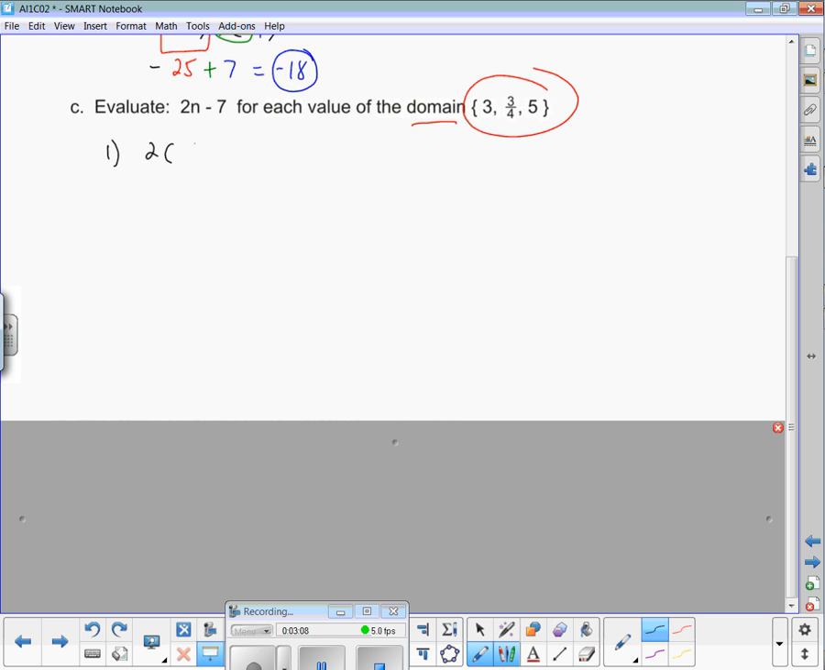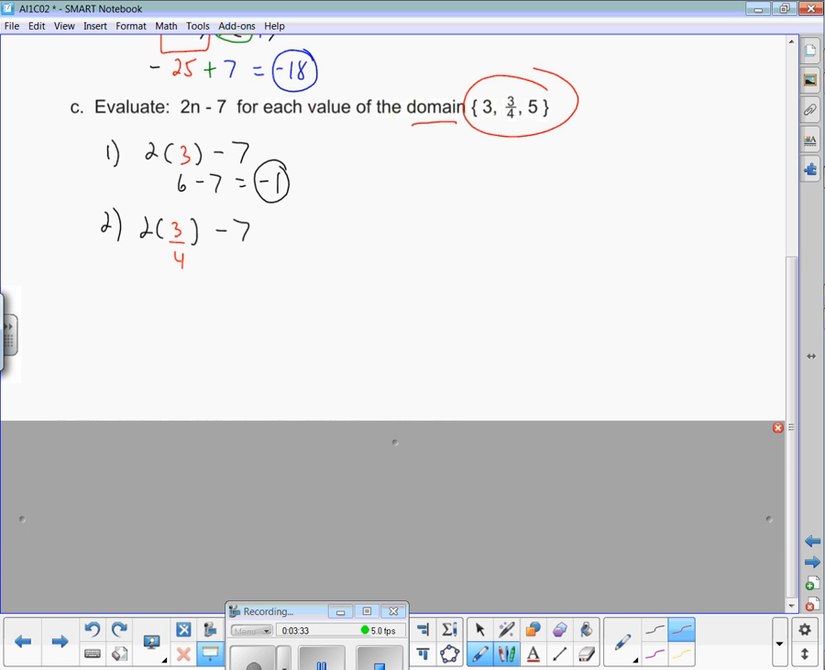So the first time where the n is, so I did 2 parentheses minus 7, right? I'm going to stick in the 3, and I'm going to solve this out. So we end up with 6 minus 7, and that's a -1. All right. Second time, same thing. Where the variable is, I'm going to stick in this time now 3/4.